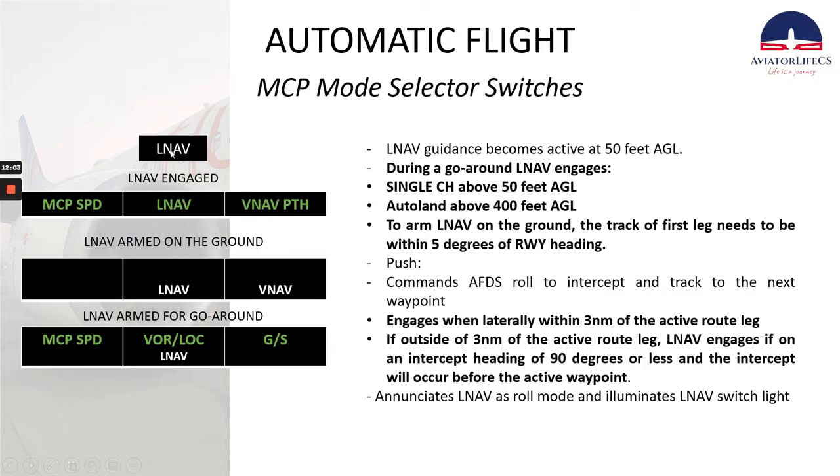And when we push the switch, it commands AFDS roll to intercept and track to the next waypoint. Engages when laterally within 3 miles of the active route leg. If outside of 3 miles of the active route leg, LNAV engages if on an intercept heading of 90 degrees or less, and the intercept will occur before the active waypoint. And inserts LNAV as roll mode and illuminates LNAV switch light.